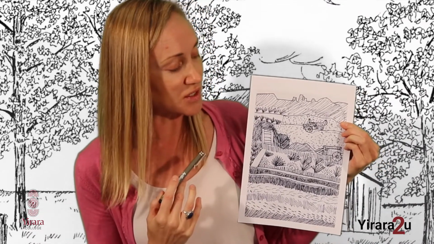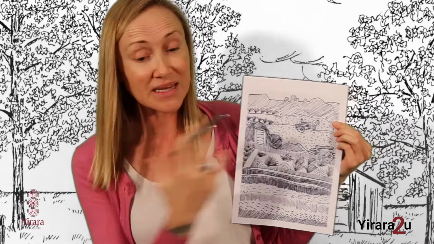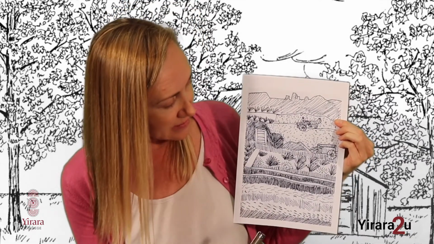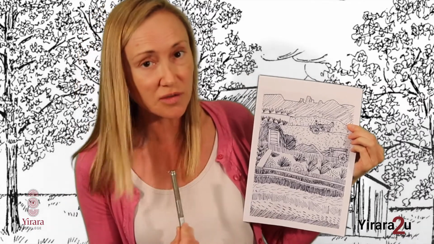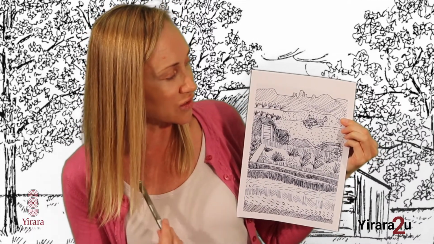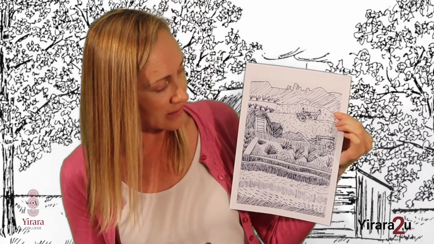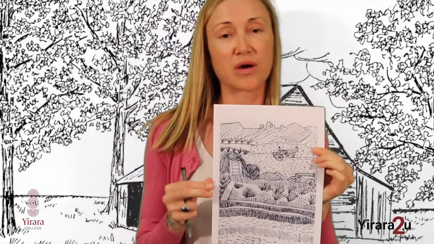So I'm hoping that students can use many different types of marks, dots and dashes, and horizontal and vertical lines to draw a landscape picture like this one here. That's what we're going to have a go at doing in class.